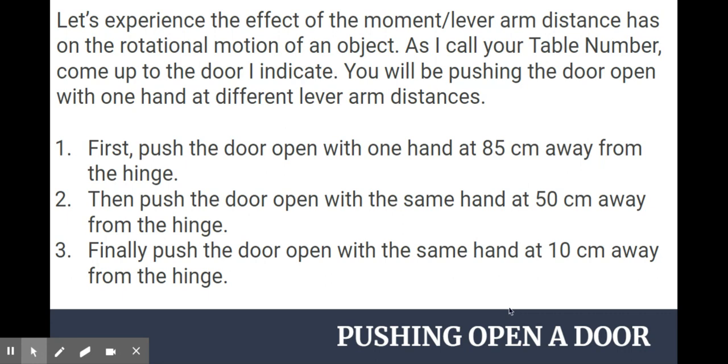Just find a door. All right, find a door, and what I want you to do is first push the door open with one hand. We'll say pretty much right above the doorknob. Then try to push the door open again with the same hand in the same way, except put your hand in the middle of the door. So right in the middle between the hinge and the doorknob. And then the third time, you could try to push the door open with the same hand in the same way, but put it just on the door, very, very close to where the hinge is. Okay.